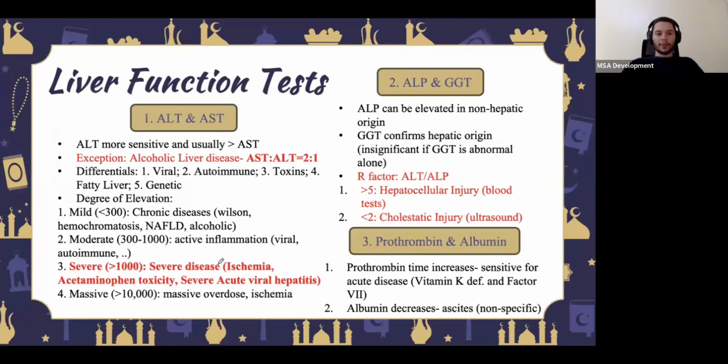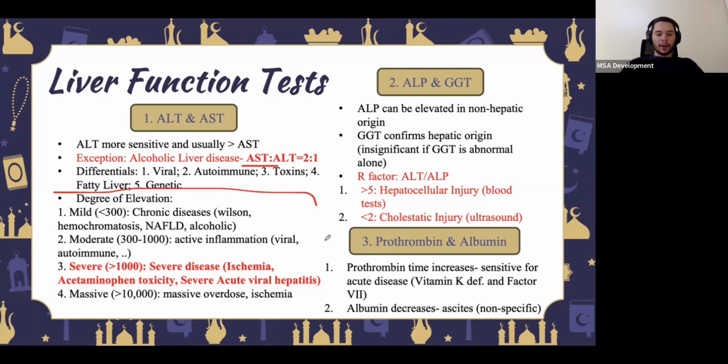Before we get into the actual pathologies, let's take a look at liver function tests. I divided it into 4 things: your transaminases, alkaline phosphatase and GGT, prothrombin and albumin, and then bilirubin. For the transaminases, always remember alanine transaminase is more specific, more sensitive, and usually higher in liver disorders compared to aspartate transaminase, except in alcohol liver disease. In alcohol liver disease, you have twice as much aspartate than alanine. And this is one thing you need to remember.